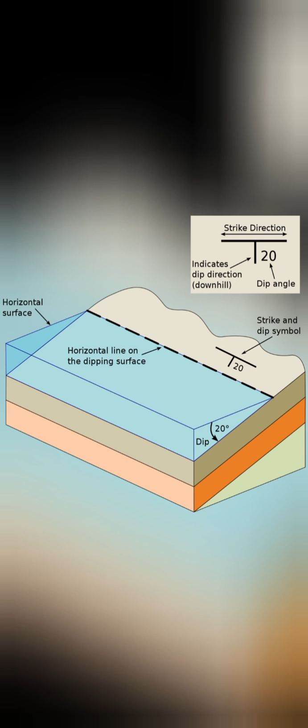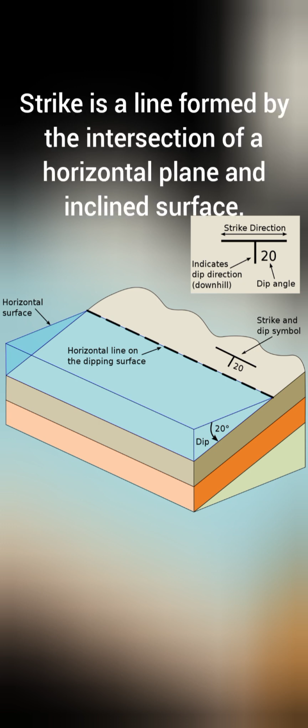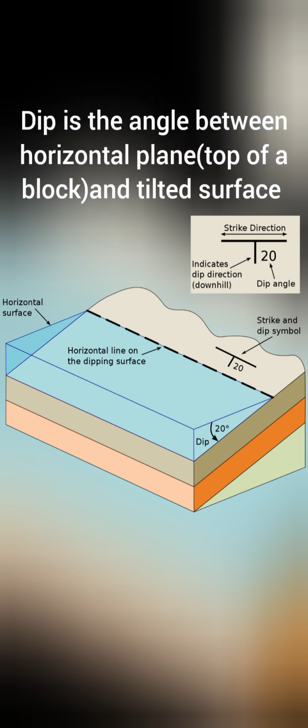Strike and dip are two measurements which are used to describe the orientation or the configuration or the attitude of a planar geological feature. So it is basically to calculate the orientation of a planar geological feature. A strike is a line which is formed by the intersection of a horizontal plane and an inclined surface. Whereas dip is actually the angle between the horizontal plane, such as the top of a block, and that of a tilted surface.